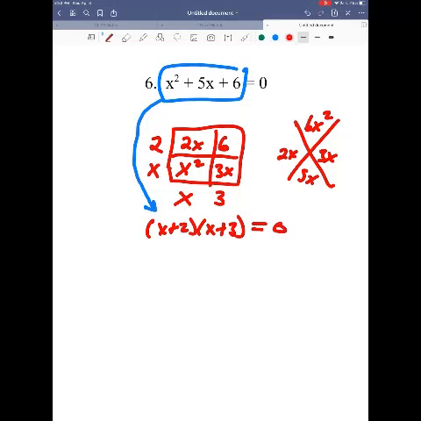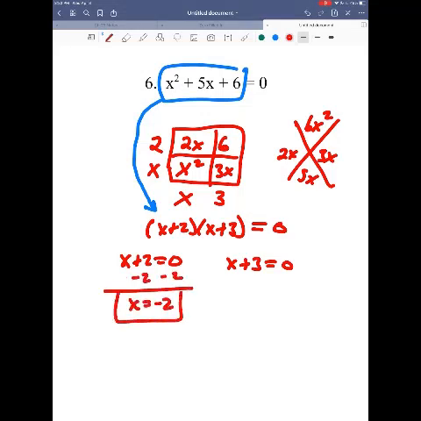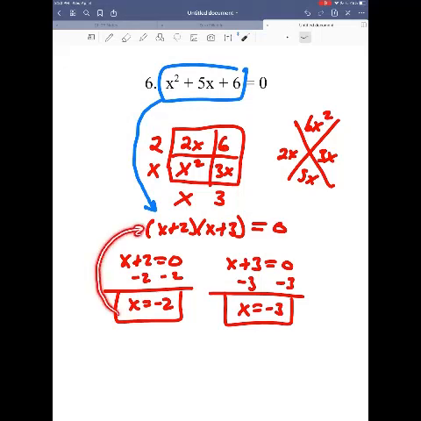So I take each factor and set it equal to 0. And then simply solve. So I'm going to subtract 2 from both sides. I get x is negative 2. That's one answer. On the other side, I would subtract 3 from both sides, and I'd get x equals negative 3. And you can check those if you want. If I plug a negative 2 into that one, that makes it 0. If I plug a negative 3 into this factor, that makes that side 0.